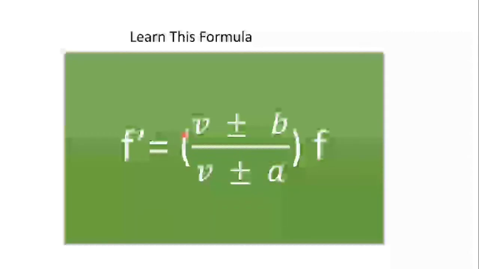The second thing to note here is that f dash, the apparent frequency, is inversely related to the denominator. So definitely if I'm increasing the denominator, there will be a decrease in the apparent frequency. On the other hand, if I'm decreasing the denominator, definitely there will be an increase in the apparent frequency. You could do it this way, or you could do it the other way.